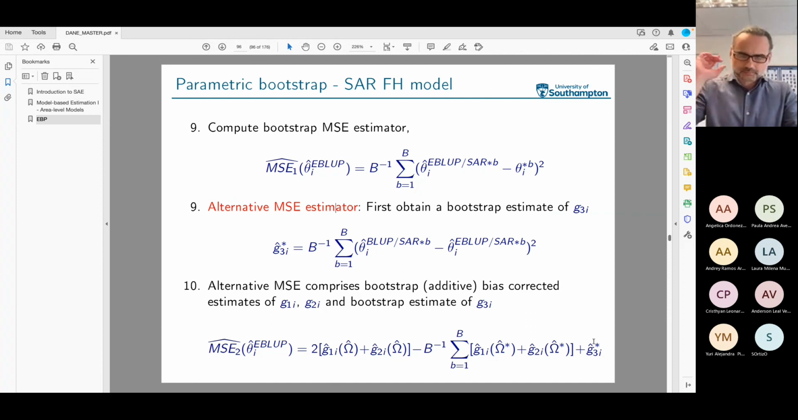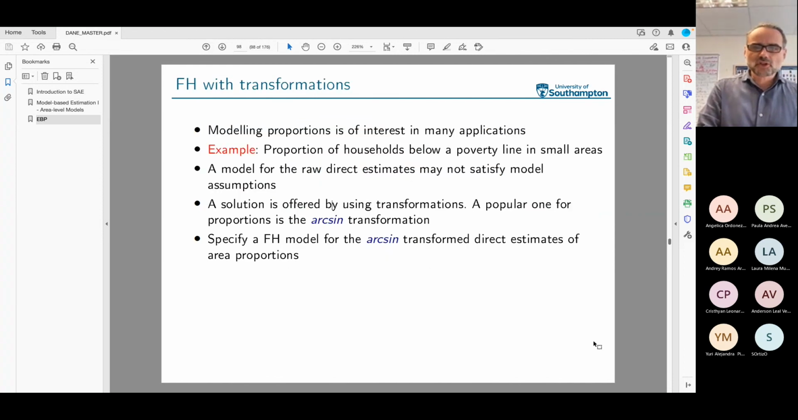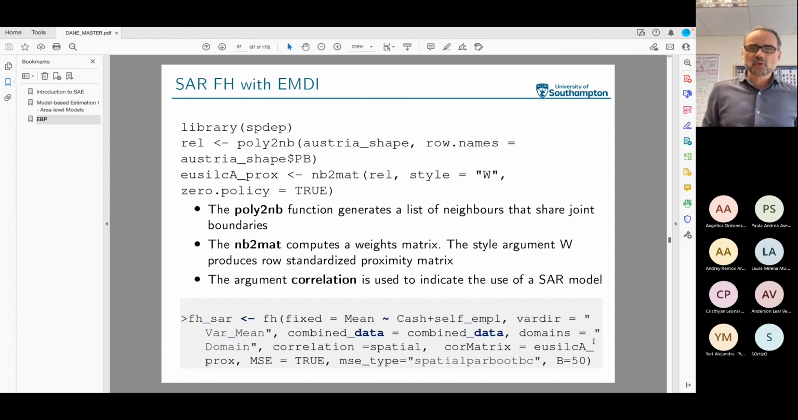The good news is again that the EMDI package has a provision for fitting this model and also has a provision for estimating the mean squared error based on the solutions I just described here as part of this slide on parametric bootstrap. I think there is only one slide here that I wanted to mention, and that's basically how do we use EMDI to fit the simultaneous autoregressive model, the Fay-Herriot model. You can do that again by using the function FH, the Fay-Herriot function.